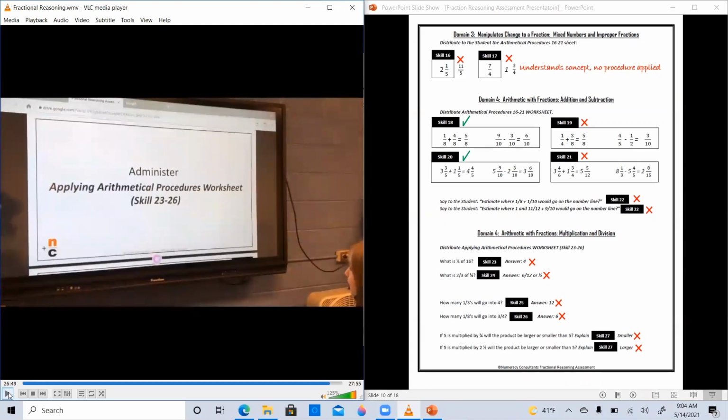And again, as you're going through, it's going to tell you to administer that part. You would go through and administer that part. We're not going to go through that with her. We'll go to the very last part.